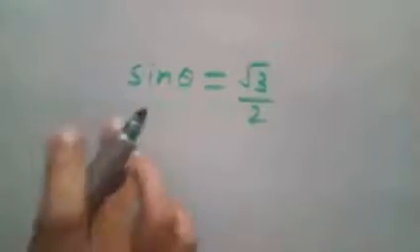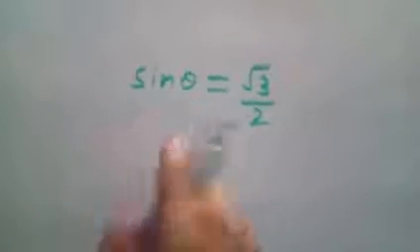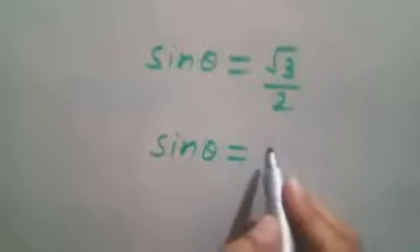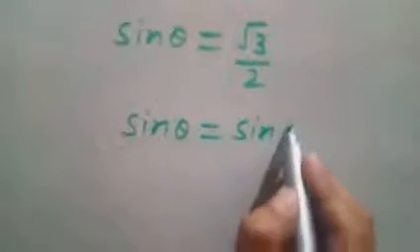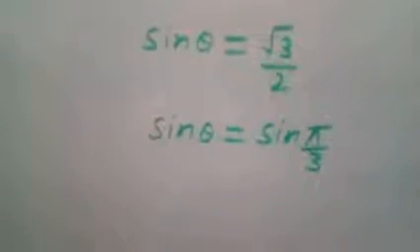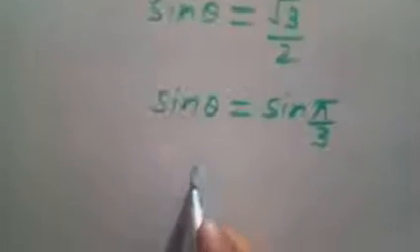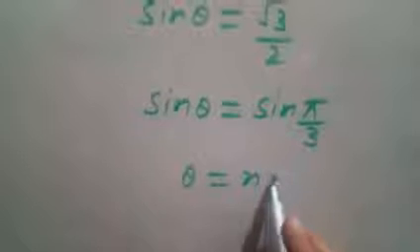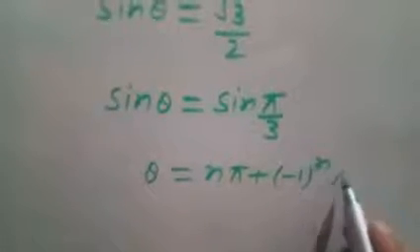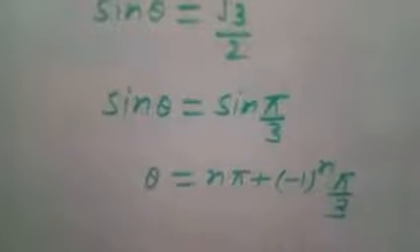Now if we take the first sum, sin theta is equal to root 3 by 2. So we know that sin theta equals sin pi by 3, because the value of sin pi by 3 is root 3 by 2, that is 60 degrees. So here the solution will be theta is equal to n pi plus minus 1 to the power n alpha, that is pi by 3.